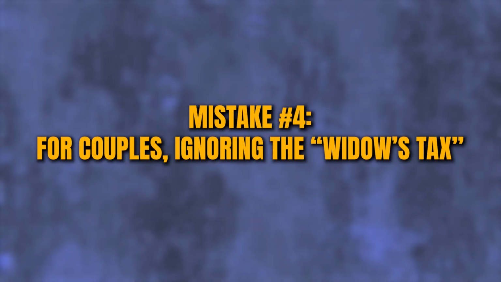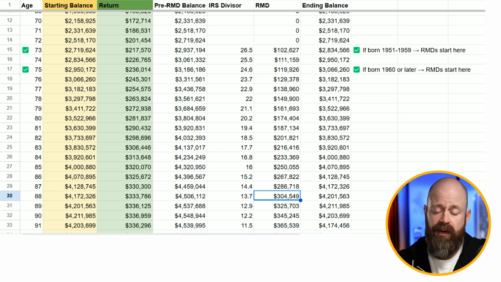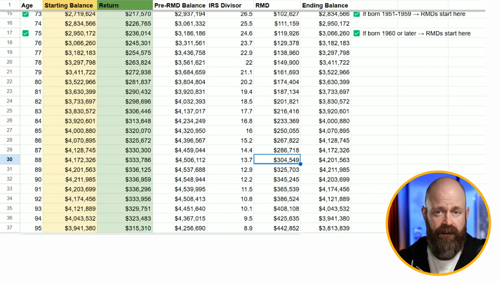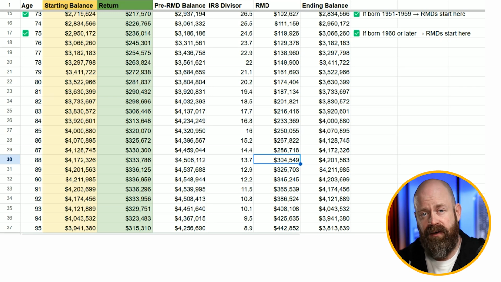And that brings us to mistake number 4, something we call the widow's tax. In this example, we're passing it through a married filing jointly income tax return. We start as a team and we end as an individual. As sad as that sounds, that's the reality. So a $304,000 income through married filing jointly could be manageable, but once we've dropped to single filer status, we lose a lot in the form of income tax breaks.